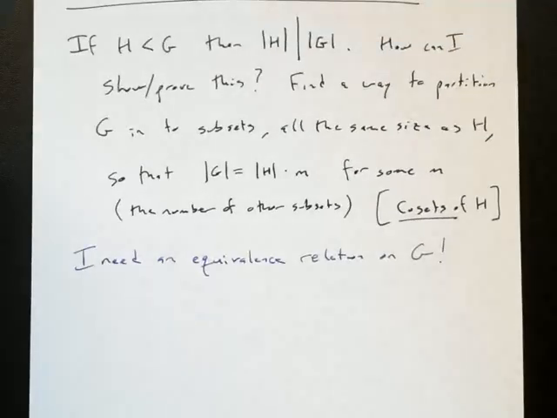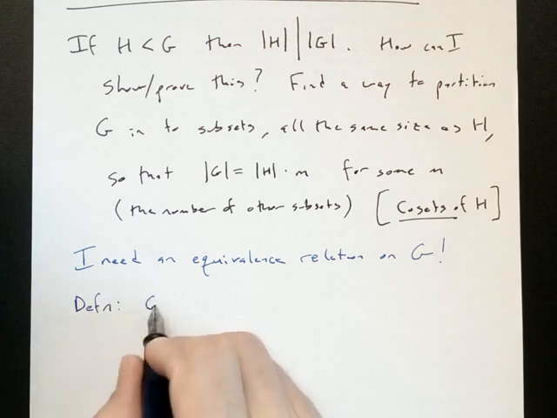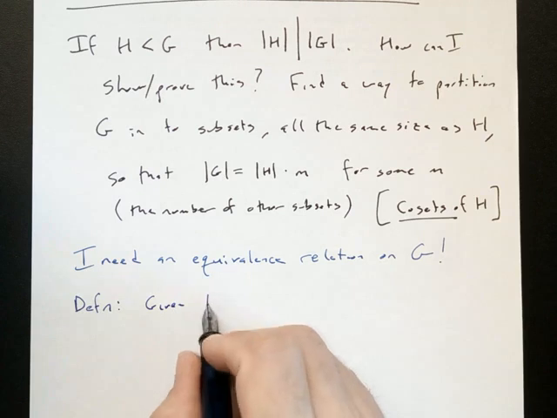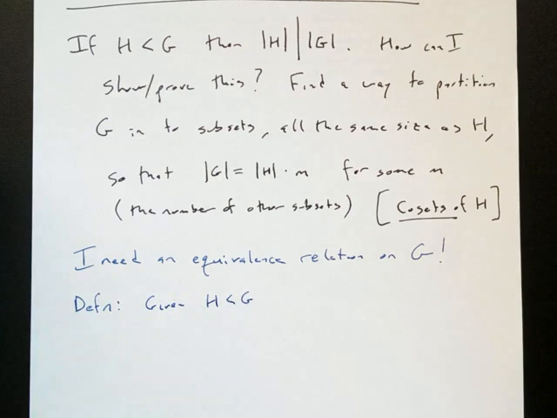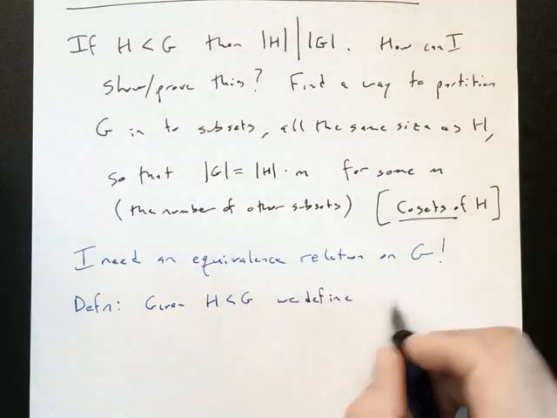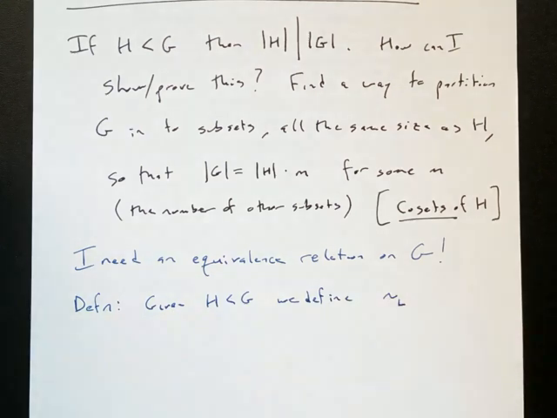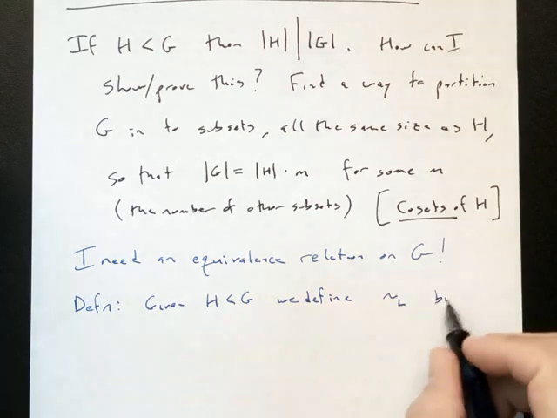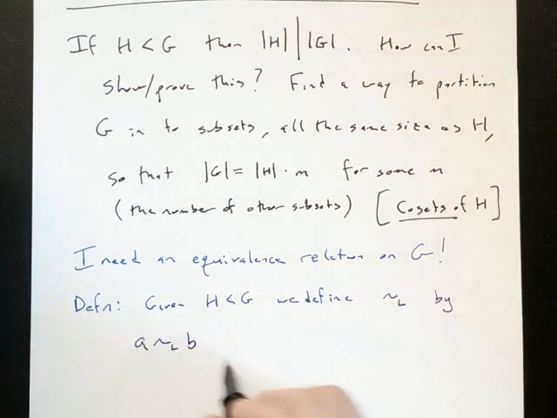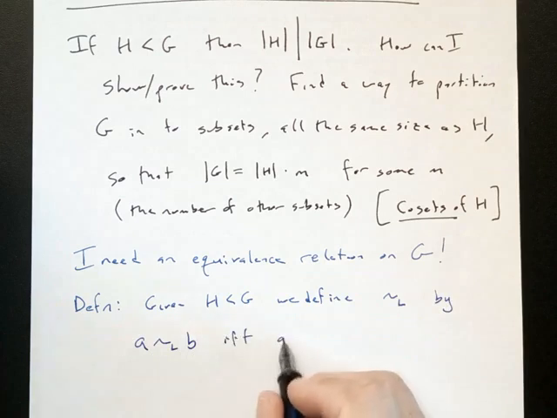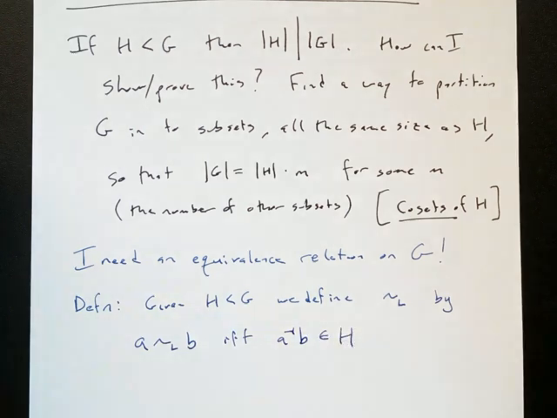Okay. I'm going to do a left equivalence. Because I'm in groups, I don't know if multiplying on the left is the same as multiplying on the right, so I'm going to do multiplication on the left. Here's my definition. Given a subgroup H of G, we define the relationship which I will call tilde L. Two things are equivalent on the left by saying that A is equivalent left to B if and only if A inverse B is in H.